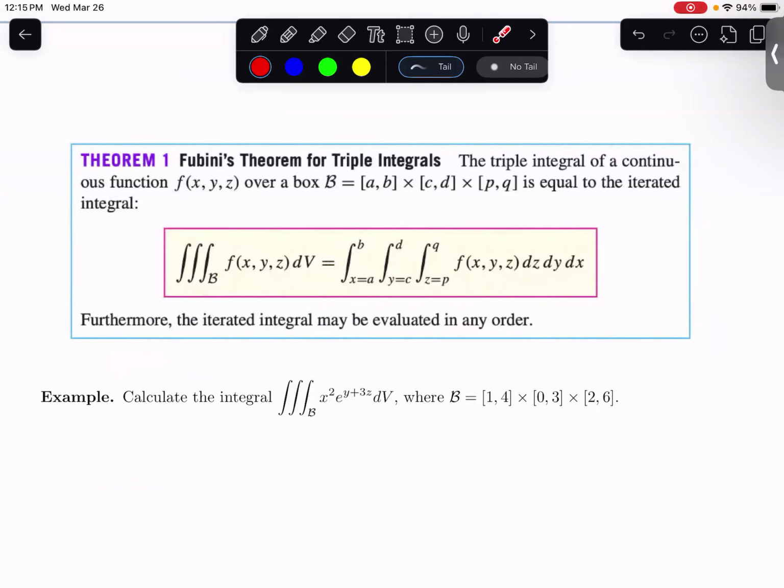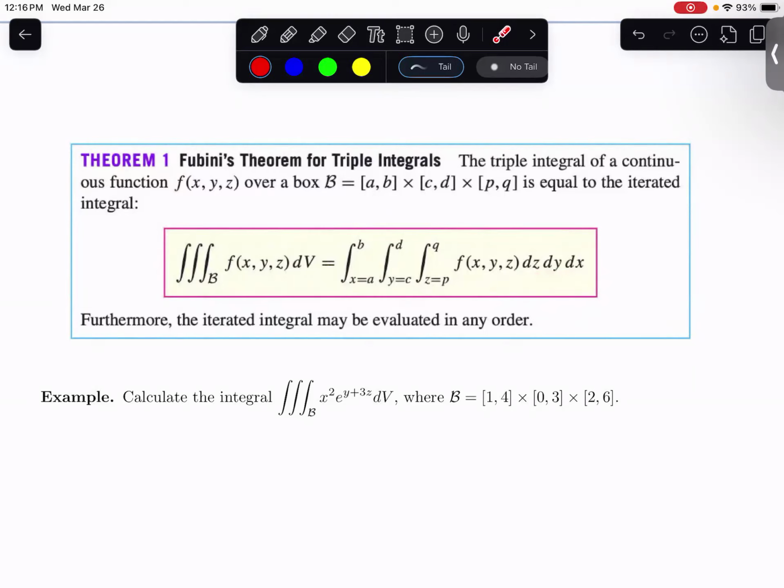And just like in the double integrals, the order doesn't matter. There's Fubini's theorem for triple integrals, which says that the triple integral of a continuous function f of x, y, z over a box ends up being equal to the following. Usually when they say Fubini's theorem, it's an indication that the order doesn't matter, but they say it here: this iterated integral can be evaluated in any order. It doesn't matter if you integrate with respect to z and then y and then x. You can also do it with respect to y first and then z and then x. Any of the 8 possible orders will give you the same integral at the end of the day.